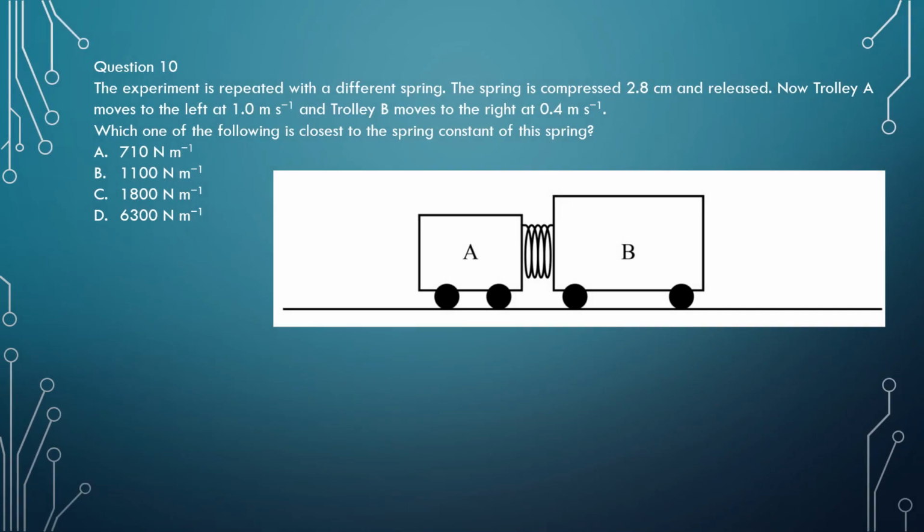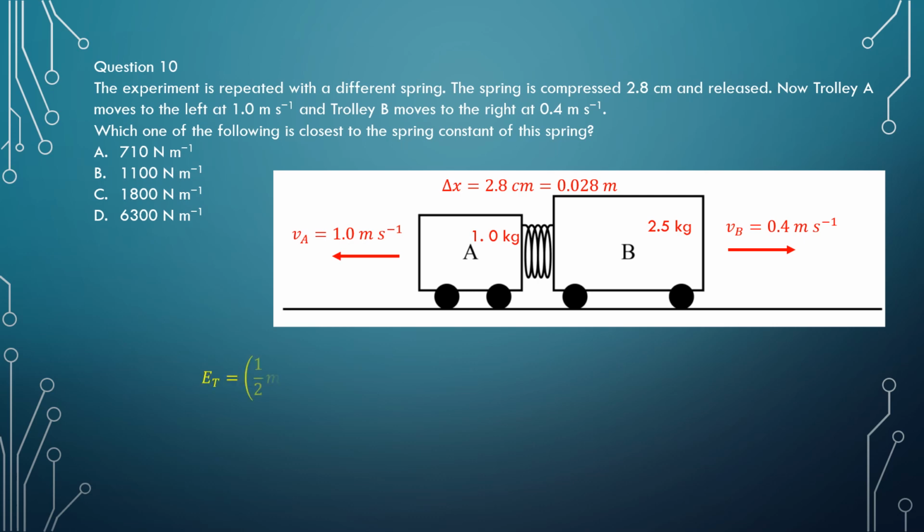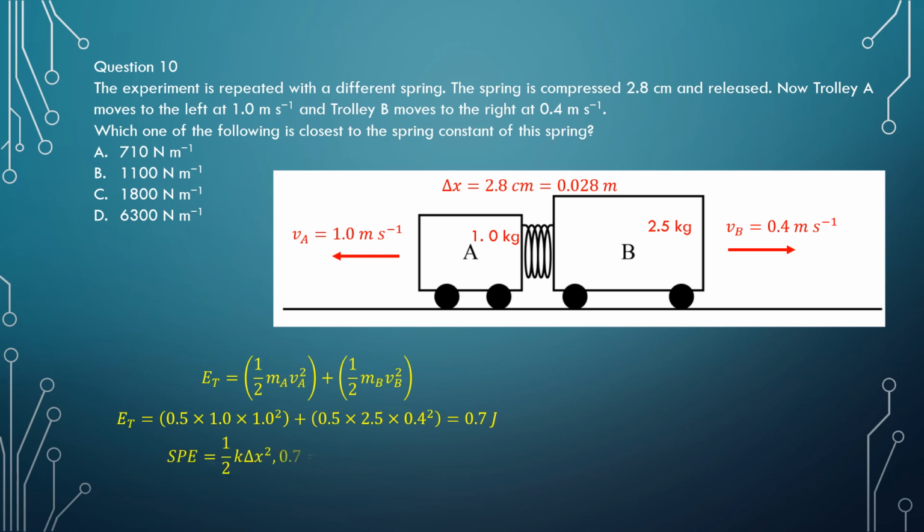Label the value of all variables in the picture first, which helps our thinking. All units should be converted to the International System of Units. After the spring is released, the spring potential energy is converted into kinetic energy. We solve the spring potential energy equation and get the spring constant. The correct answer is C.